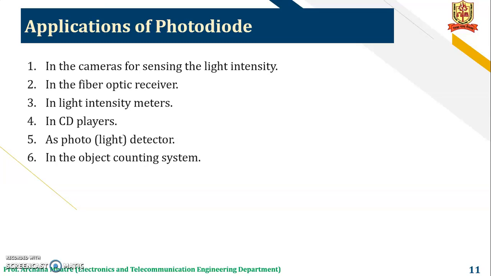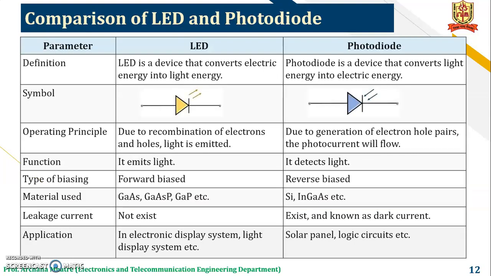Applications of photodiode: in cameras for sensing the light intensity, in fiber optic receivers, in light intensity meters, in CD players, as photo light detector, in the object counting system.